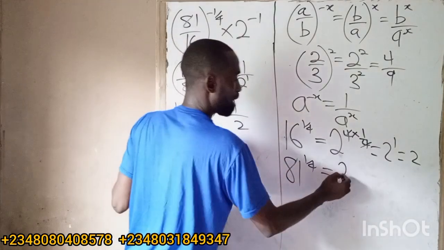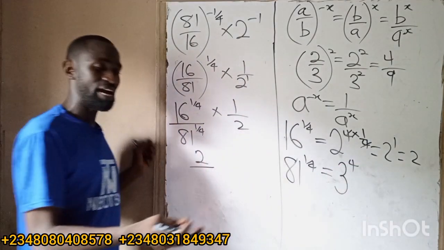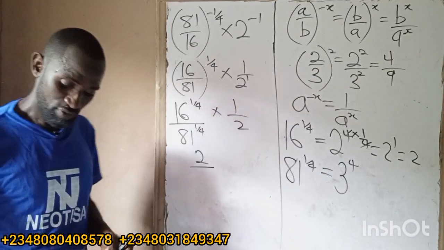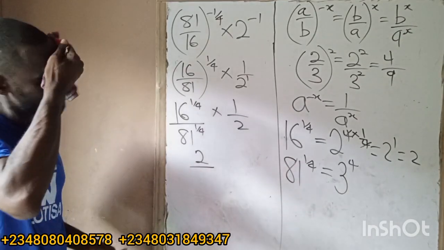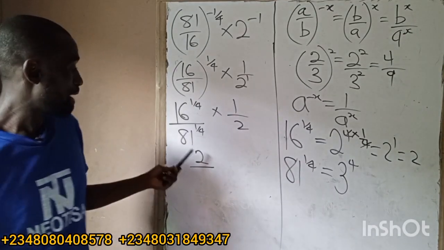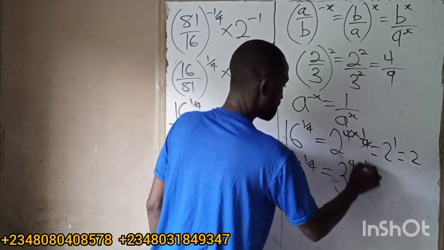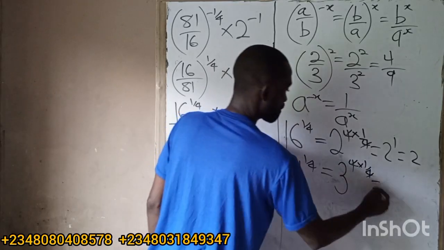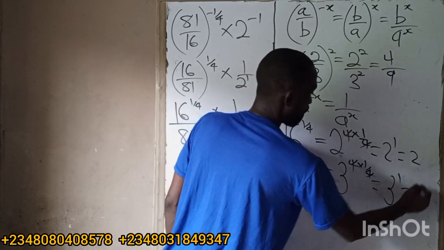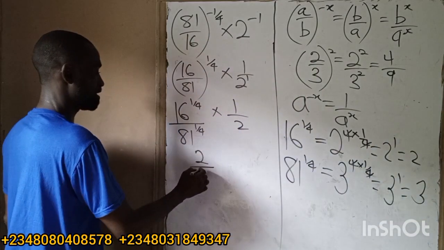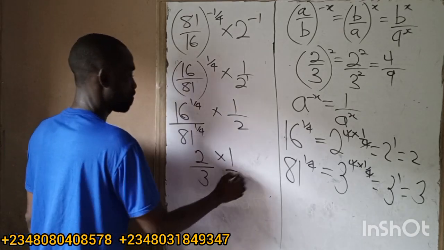81 is 3 raised to power 4, which is 3 times 3, 9. 9 times 3, 27. 27 times 3, we have 81. So times the power, 1 over 4. This 4 will cancel out this. I have 3 raised to power 1. What's 3 raised to power 1? You have 3. So I'm having 2 over 3 times 1 over 2.